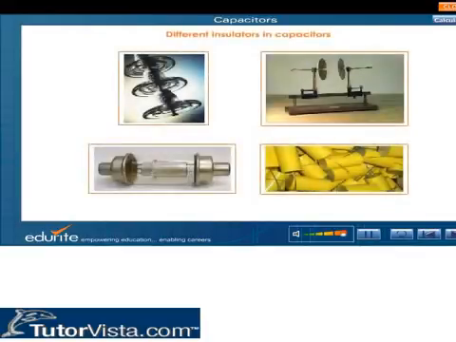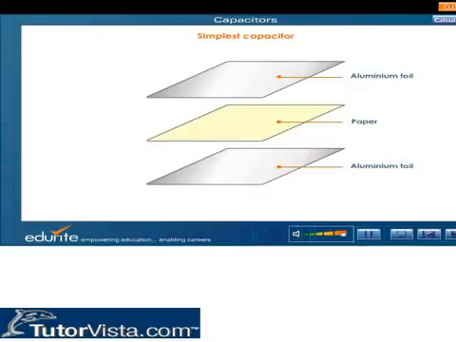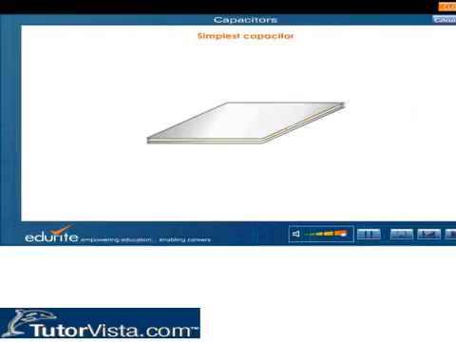The modern capacitors consist of two conductors of any shape separated by insulators like glass, air, vacuum, plastic, and so on. The simplest capacitor is made by sandwiching a piece of paper in between two pieces of aluminium foil as shown here. This may not be a perfectly good capacitor in terms of its storage capacity, but it can store charges.